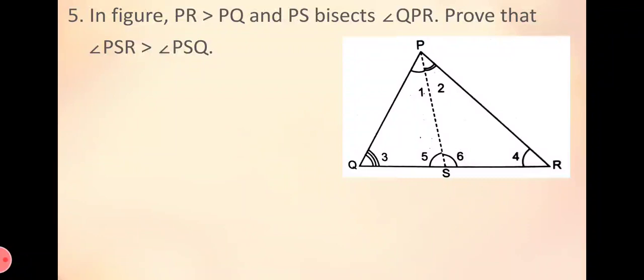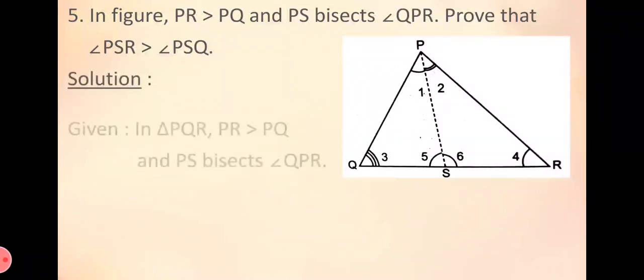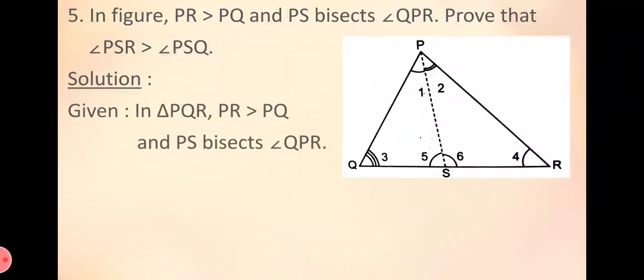Here you can see numberings are given to the respective angles, so that it becomes easy for us to solve the question. Now for the solution, first we write the given. In triangle PQR, PR is greater than PQ and PS bisects angle QPR. We have to prove angle PSR is greater than angle PSQ.